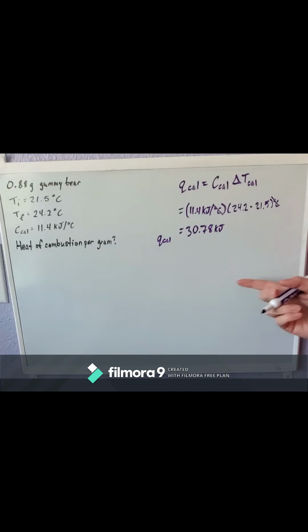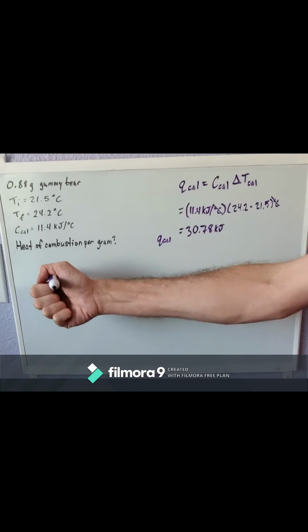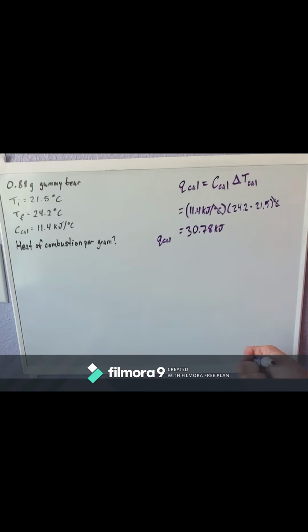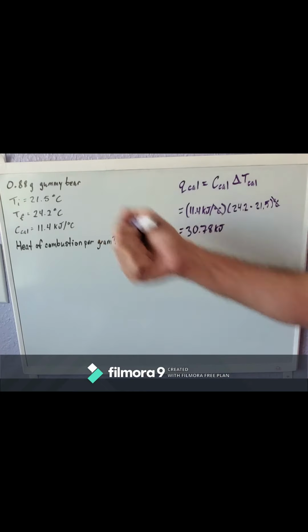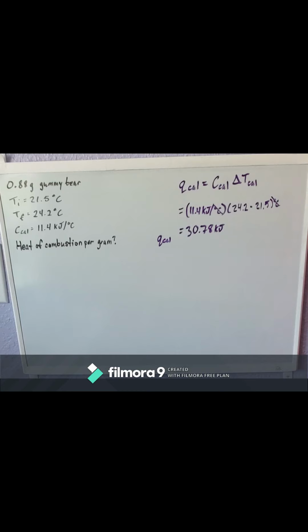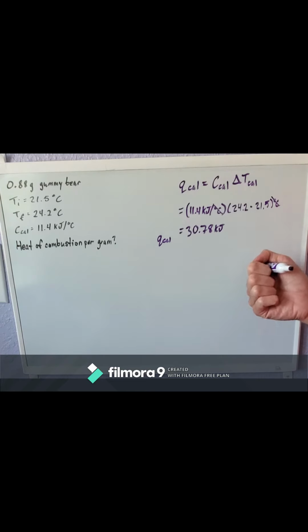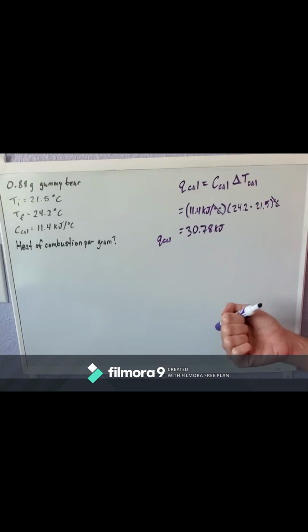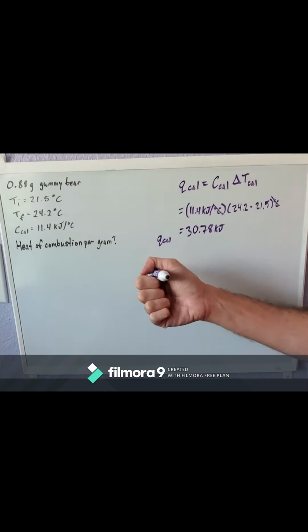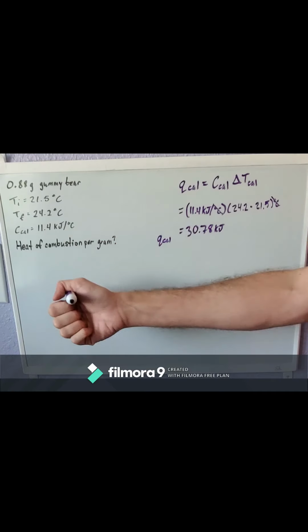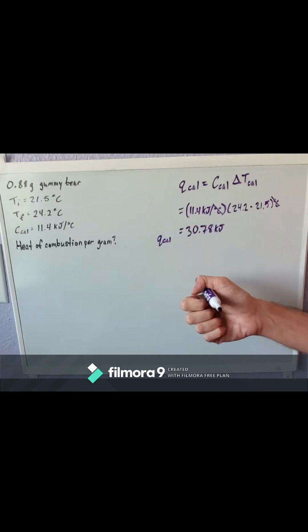But when we go back and look at the problem, it was asking for heat of combustion per gram. Before we move on, one more thing. The gummy bear is the thing that is exploding and releasing energy. So if you're talking about the heat of combustion of the gummy bear, this value should be negative. The Q of the gummy bear is going to be negative 30.78. You have to understand that this still has to go both ways here. I should have stated the heat of combustion of the calorimeter.